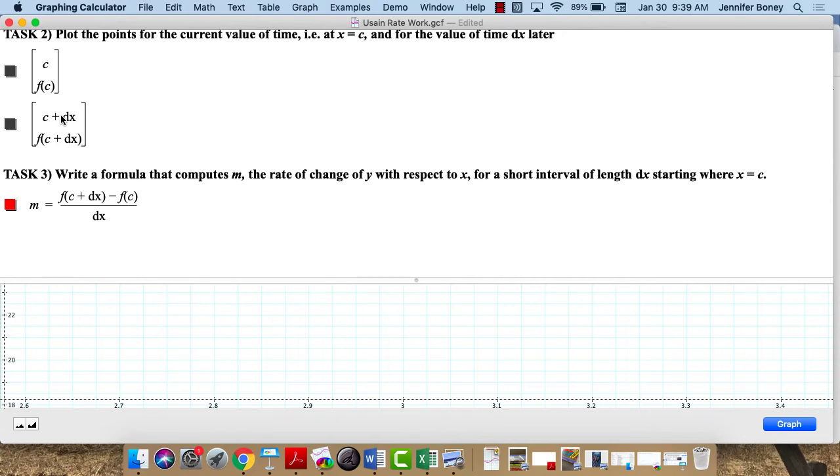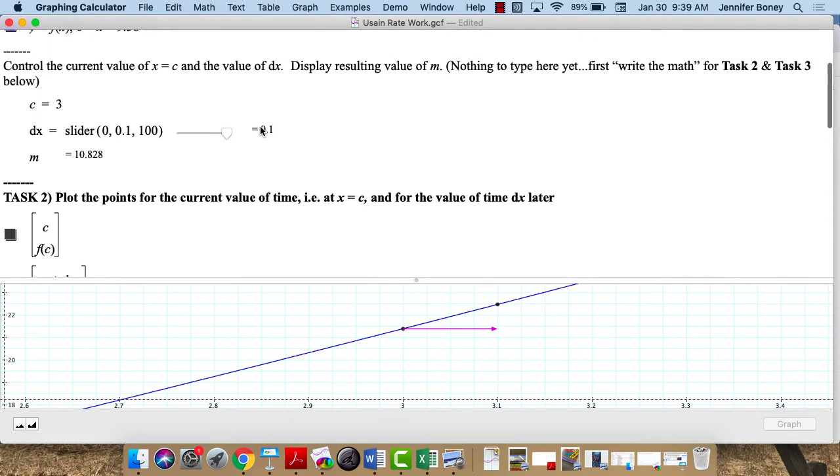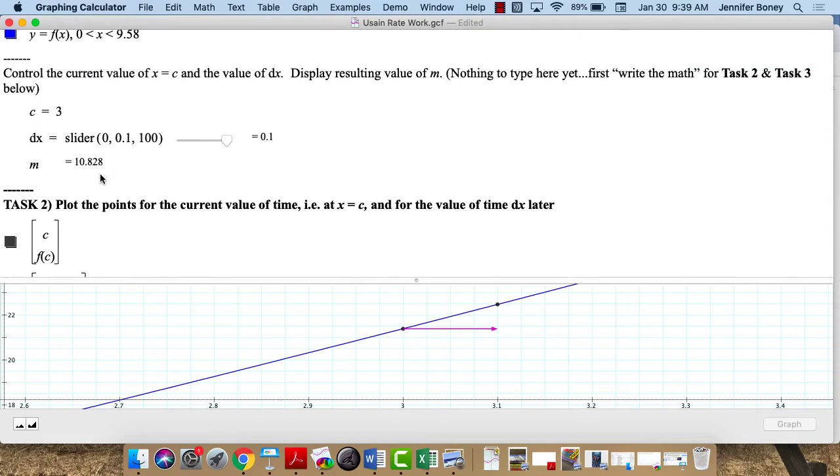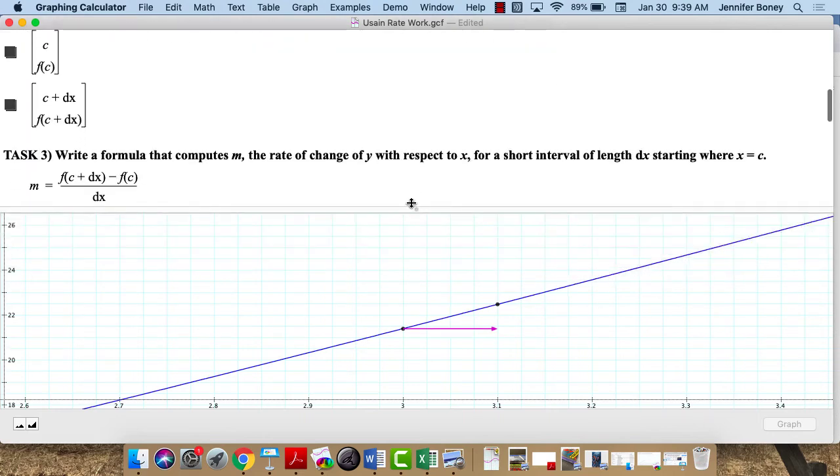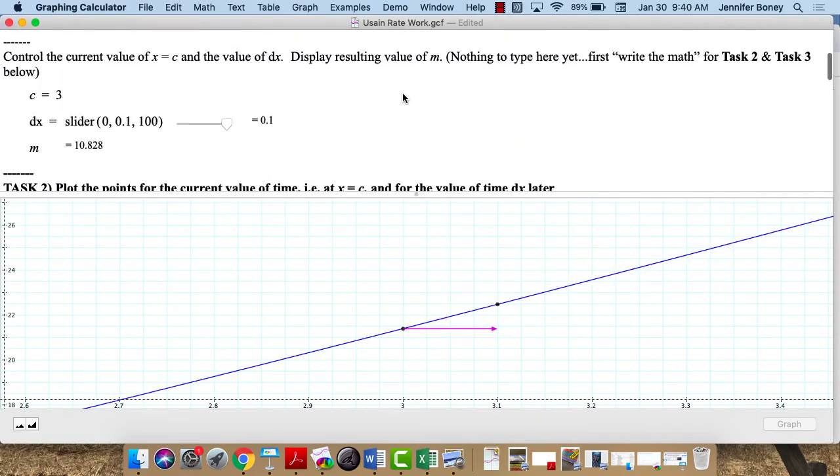This m is going to be a set of numerical values. For any value of c and any value of dx, this is going to be something that we can compute, as long as dx isn't 0. Dx equals 0 is bad. Denominators can't be 0. But if we scroll back up to these computations, notice there's a number for m here. That's just giving us the value of the formula that we wrote. So I can see now with c equals 3 and dx equals 0.1, let me move this out of the way. See the interesting part up here.